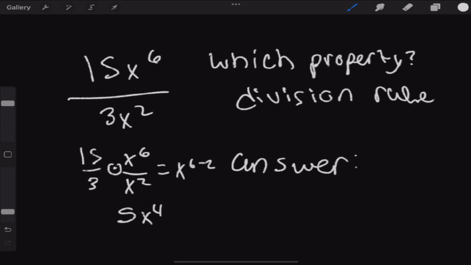And if we see this multiplication sign right here, that means we can just stick them right back together. And this will be your answer. So our answer is 5x to the 4th.